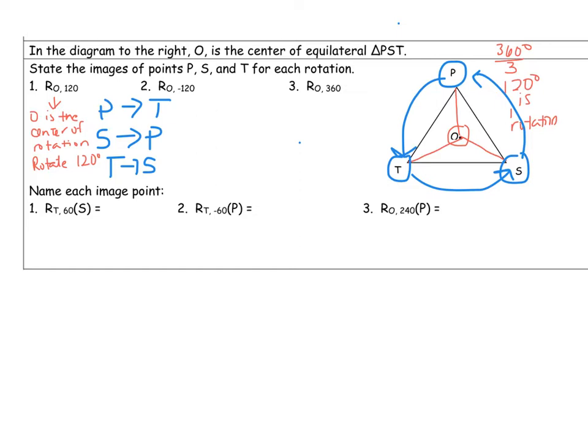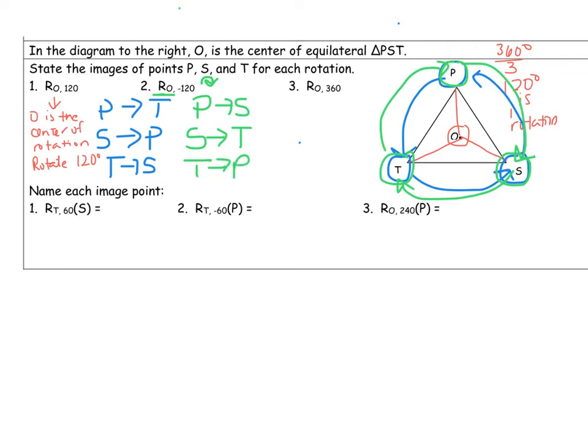So if we look at this next example, again, we have a center of rotation at O, but it's a negative 120 degrees, so that means 120 degrees clockwise. So it's one rotation clockwise, and we are still going to rotate P, S, and T. So point P, one rotation clockwise, maps to point S. Point S, one rotation clockwise, maps to point T. And then point T, one rotation clockwise, maps to point P.